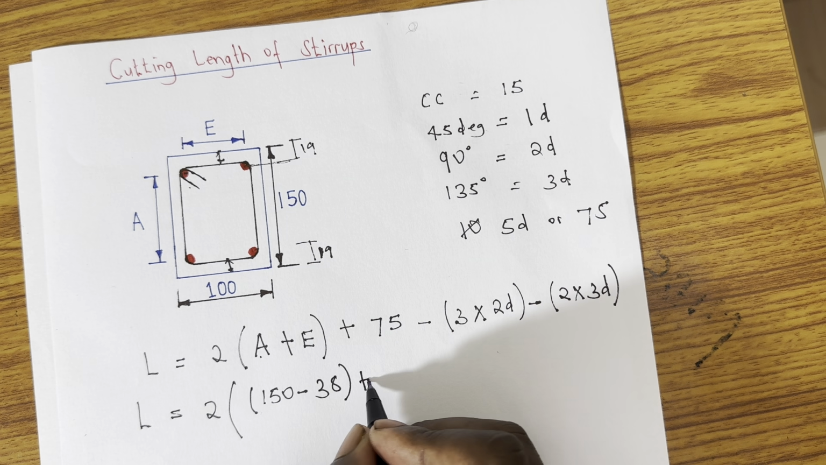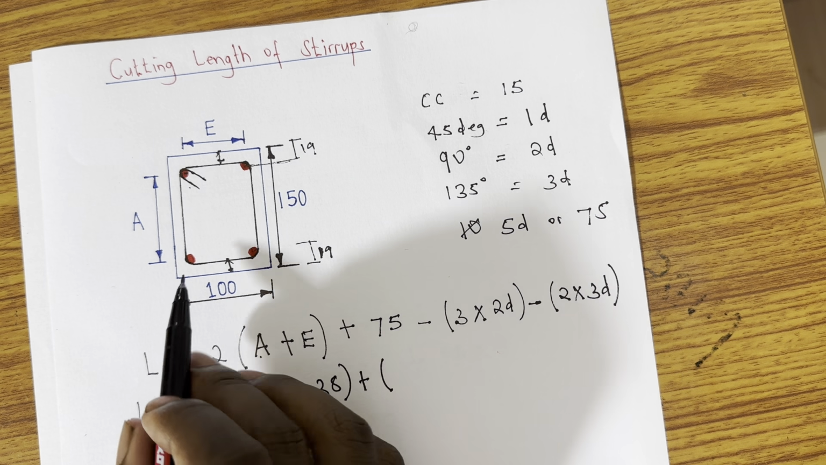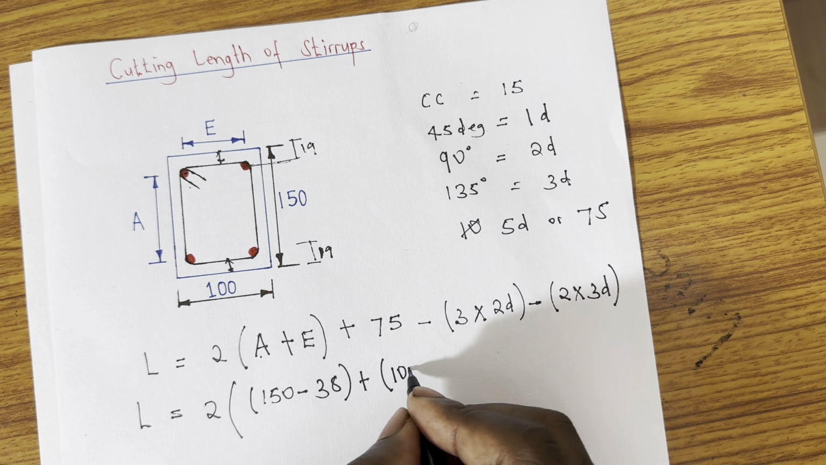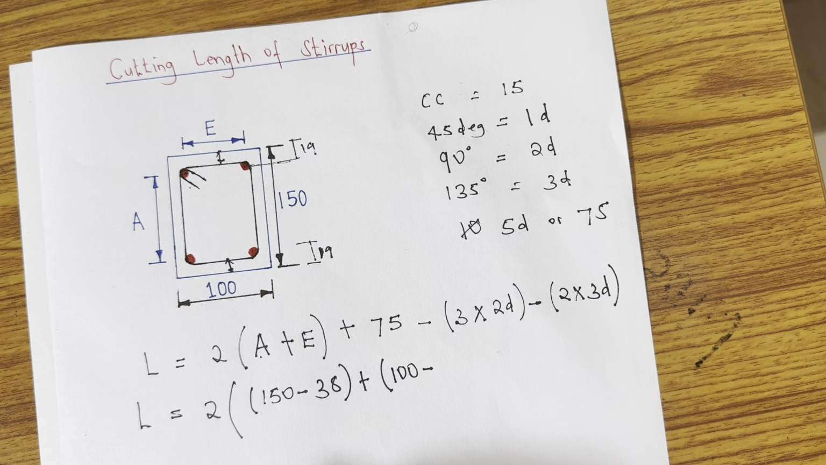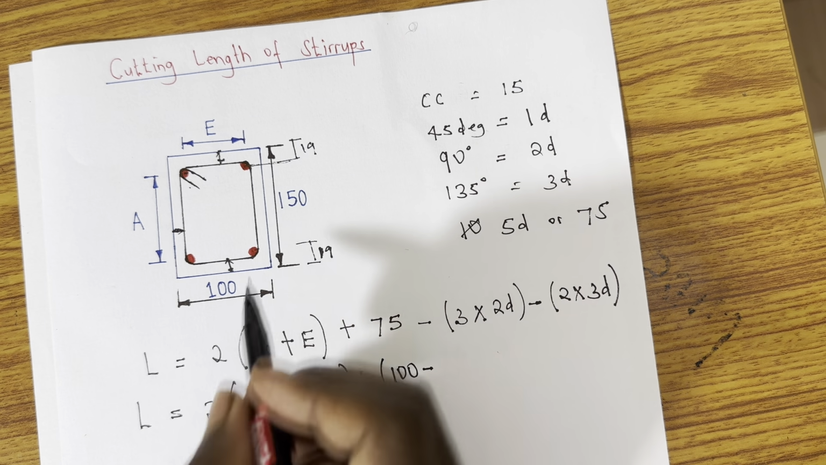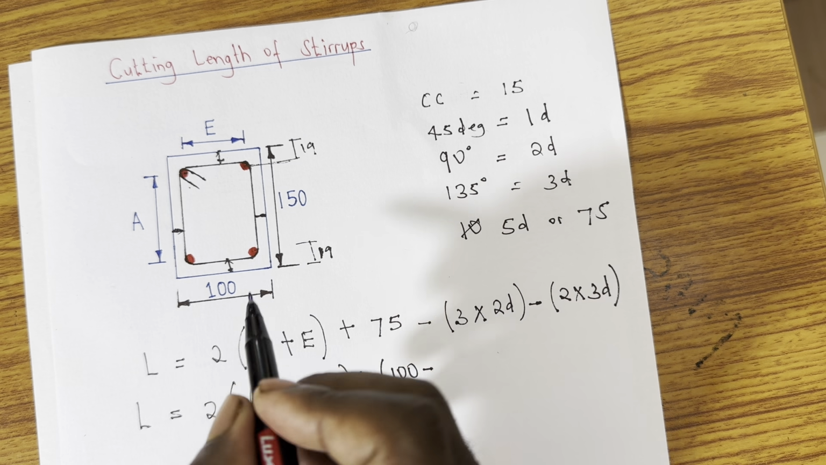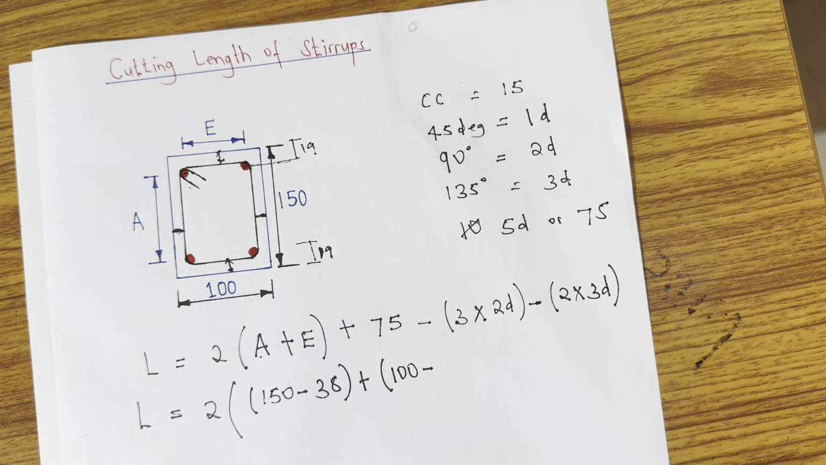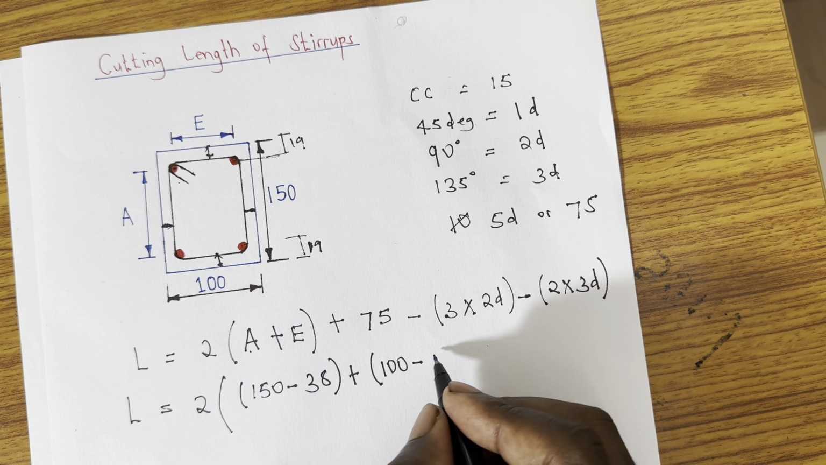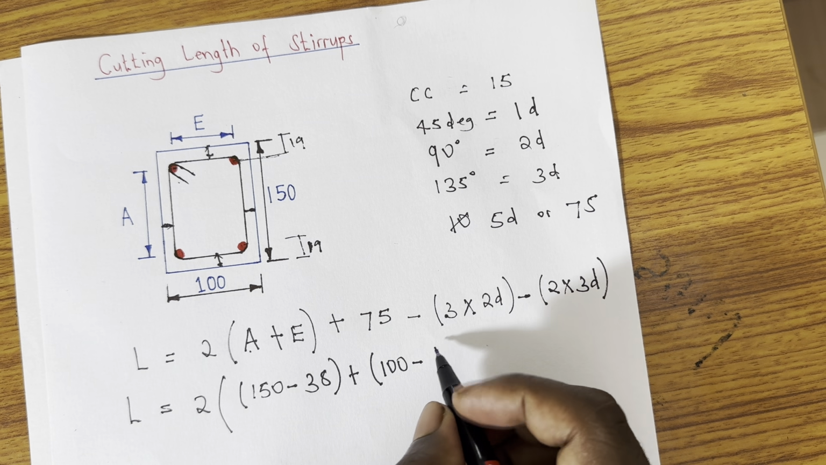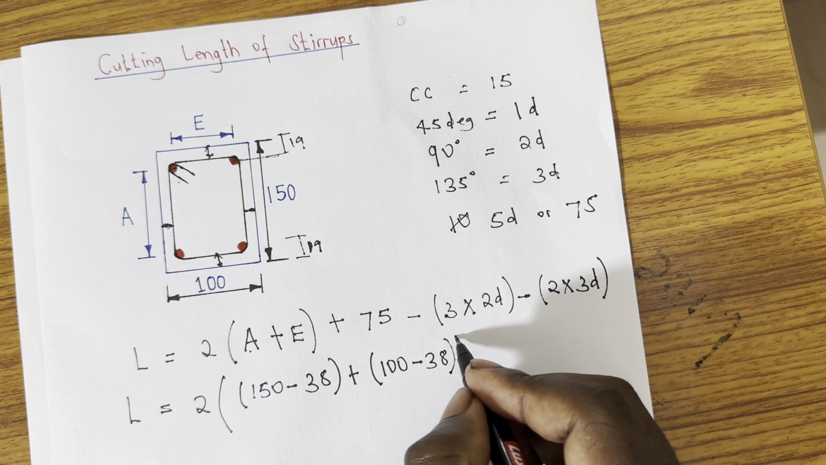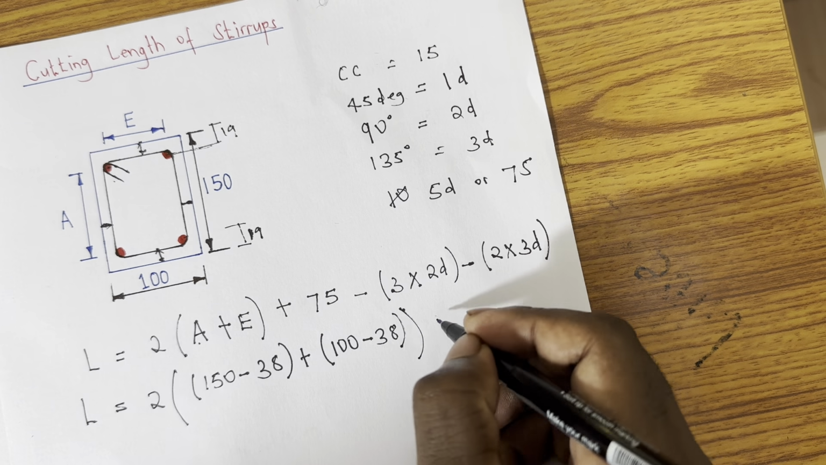Do the same for E. E is from here to here, which is first of all the total, which is 100, minus center to center. From here to this part is also 15, and this side is also 15, plus half of this, which is 19 now in total. So here would also be minus 38.